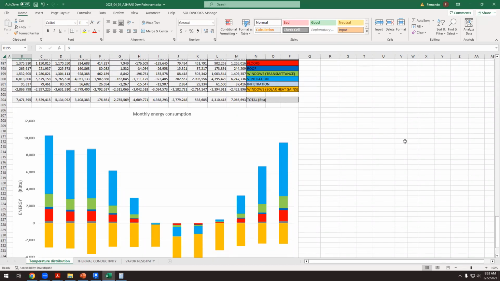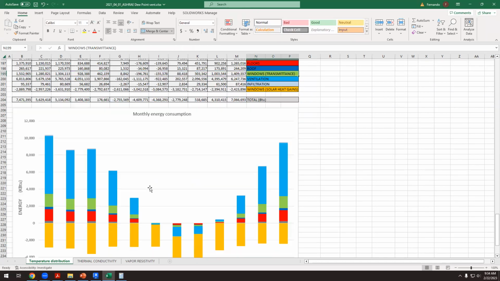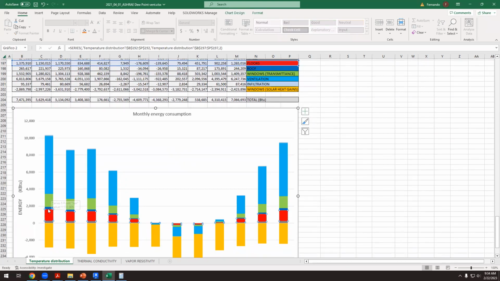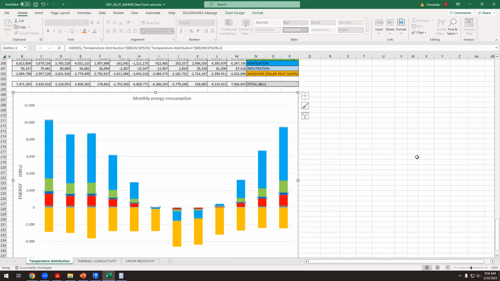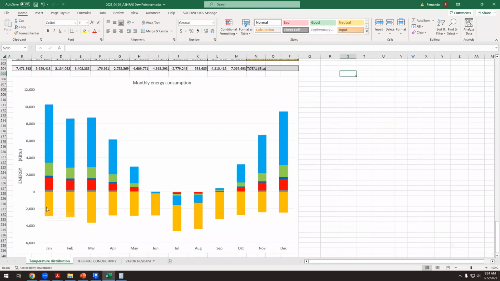And in this graph, we have a lot of information. We have different color codes. The blue is ventilation. The green is the windows transmittance. The red is the floor. This is the roof. Here we have a lot of information, and here this is the window solar heat gain. That is something that we don't have in Revit.